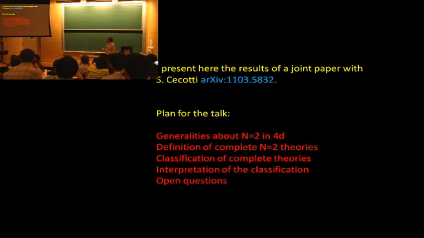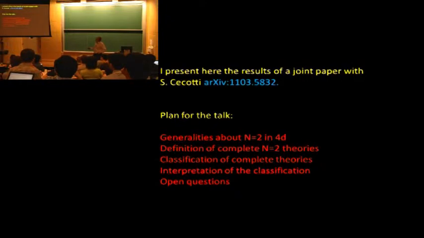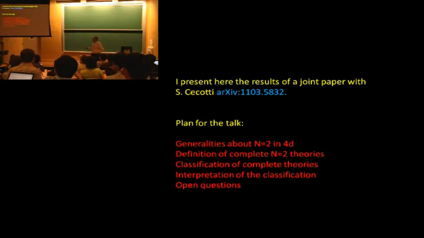I'm going to talk about the work recently finished with Sergio Cecotti, which appeared a few months ago, and the plan for my talk is roughly like this. I'm going to talk about some general features of N=2 supersymmetric theories in 4 dimensions, the definition of what we mean by a subset of these that we call complete ones, and then classifying all the complete ones, and then the interpretation of what physically this classification means, and then discuss some open questions.